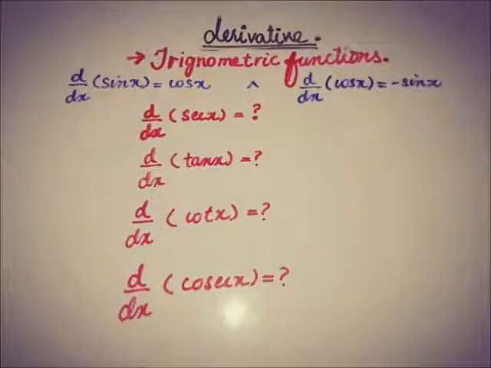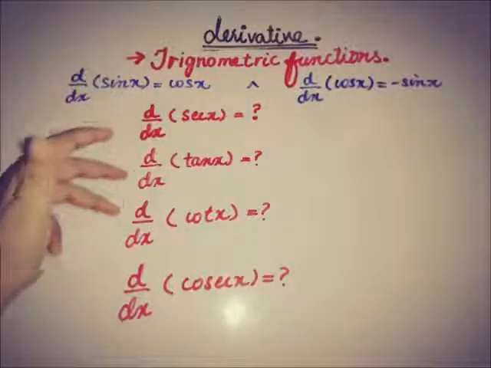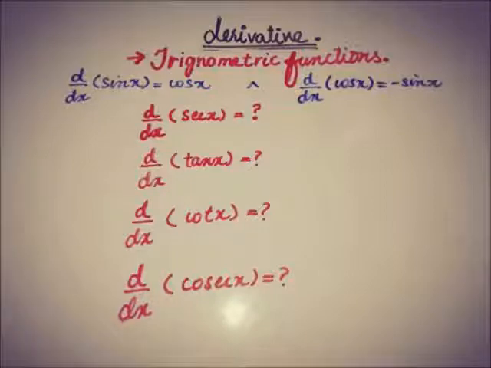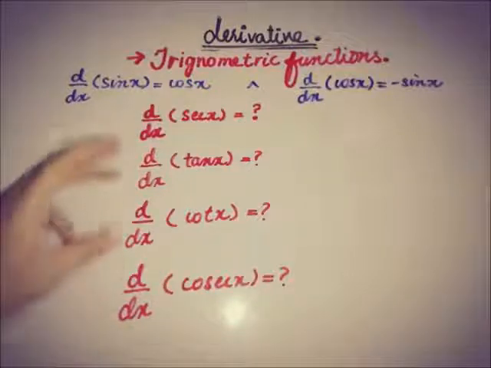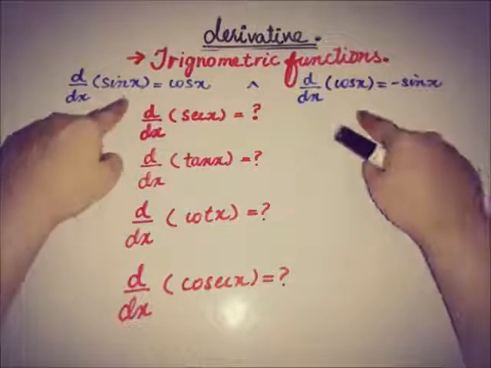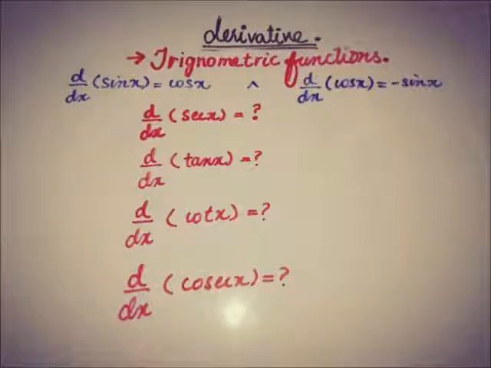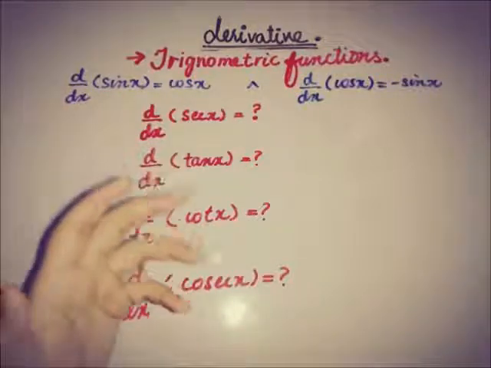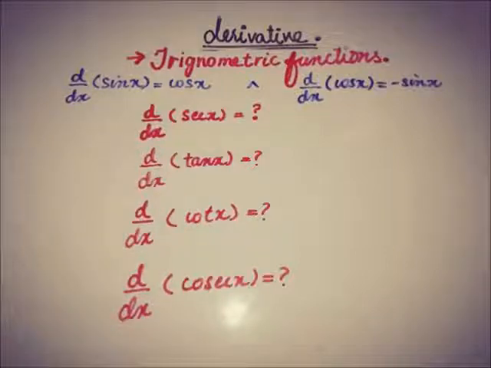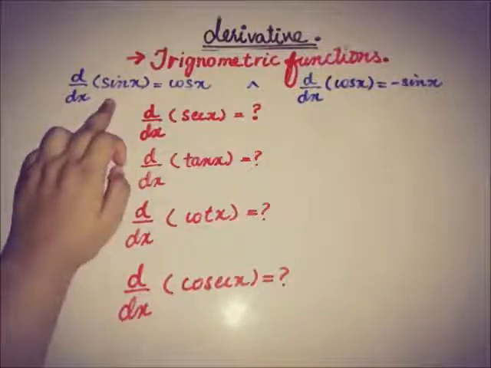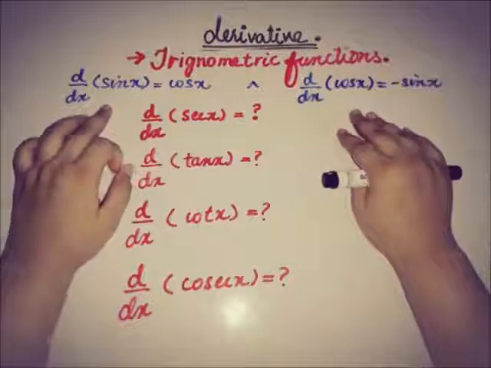Today we will see how to find the derivative of the four trigonometric identities that are basically derived from these two trigonometric identities, and we will see that the derivative, or the rate of change, of the four identities will also be derived from the rate of change of the sin of x and the cos of x identity.